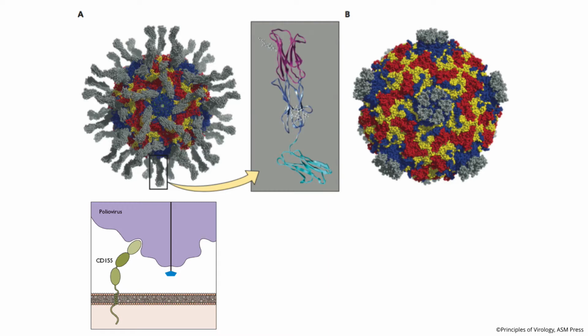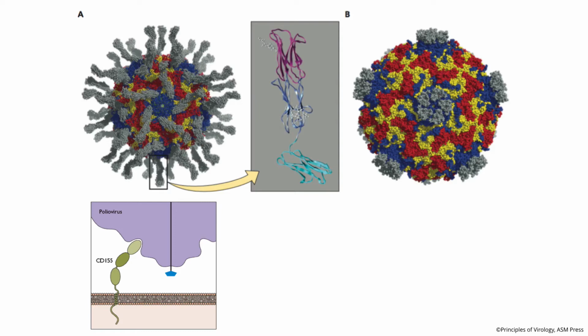Now, for poliovirus, the receptor dips into a little depression on the surface. It's schematized on the lower left here. We call it a canyon. And the receptor CD155 is shown here in the cell membrane. And it dips into a little depression in the surface, and that's how the virus attaches.